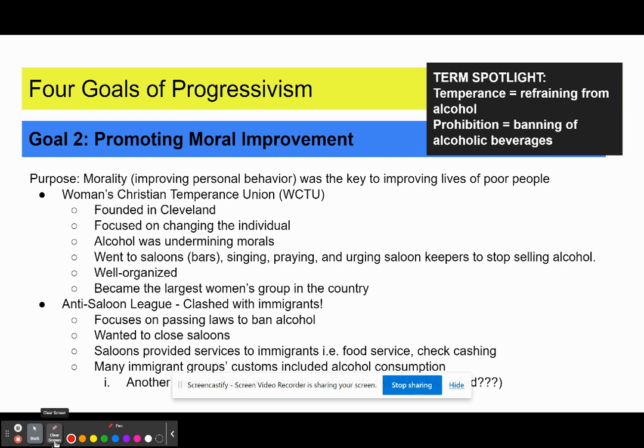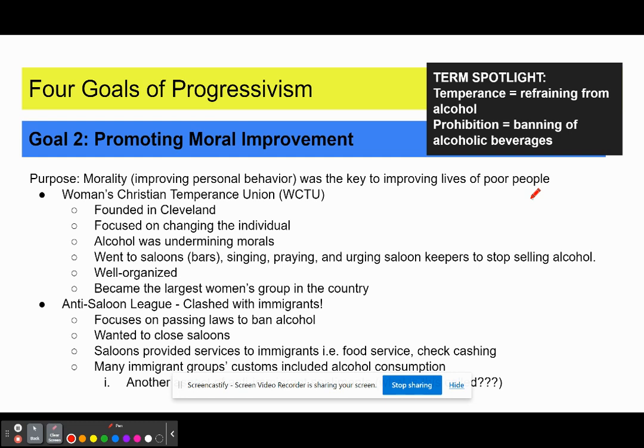And also part of the idea of this is if men are out drinking and rabble rousing, they're not at home with their families. So that means they're not taking care of their families. They may be out drinking and doing things that a married person shouldn't do. So they said that basically drinking was the root of immoral behavior. So the purpose of this was that morality, improving your personal behavior, was the key to improving the lives of poor people, that they just needed a little bit more morality and their lives would get better.